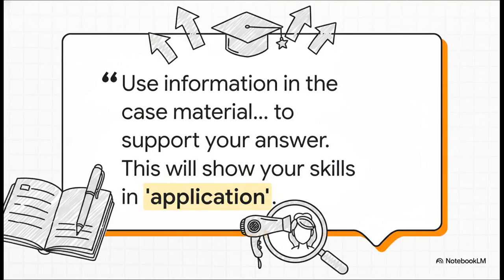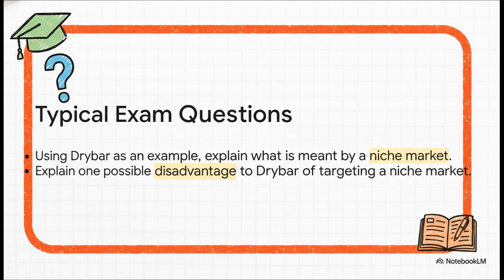Okay, everyone lean in, because this is probably the single most important piece of exam advice you're going to get. To get the top marks, you have to show application. That means you can't just define what a niche market is. You have to use the details from the case study in your answer. You have to say, Drybar is a niche business because they focus only on blowouts, using the actual information they give you. All right, let's put that advice into practice.